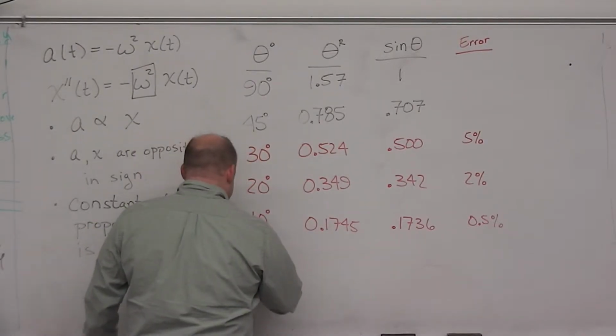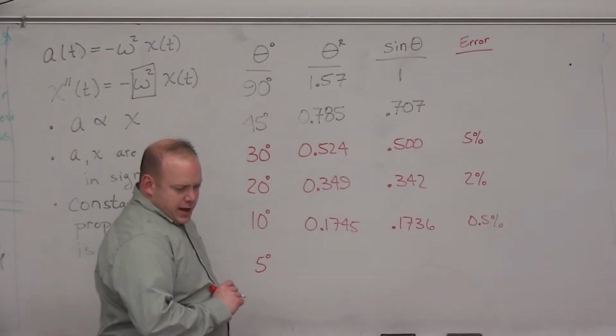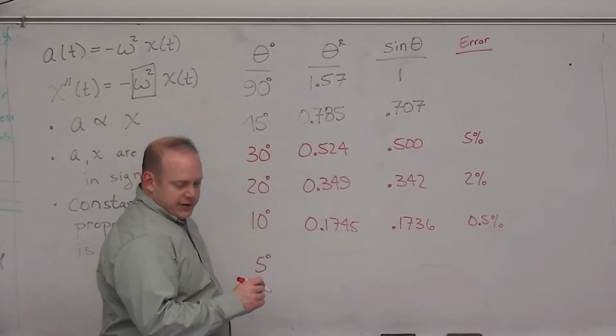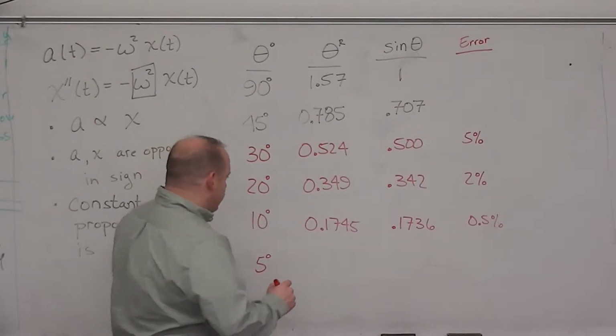Finally, at 5 degrees, that's going to be pi over 36, I guess it is, 0.08727.